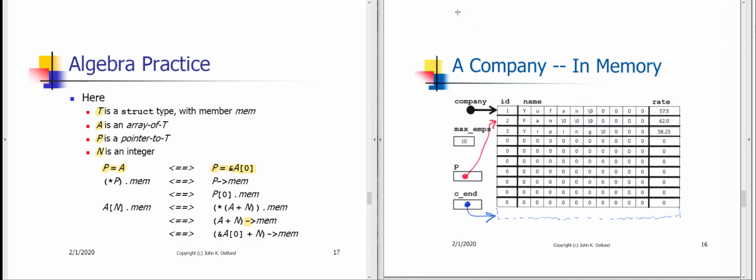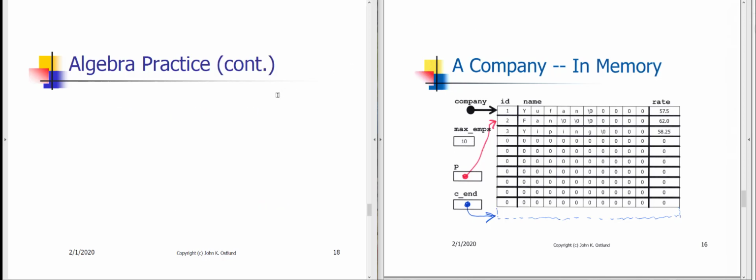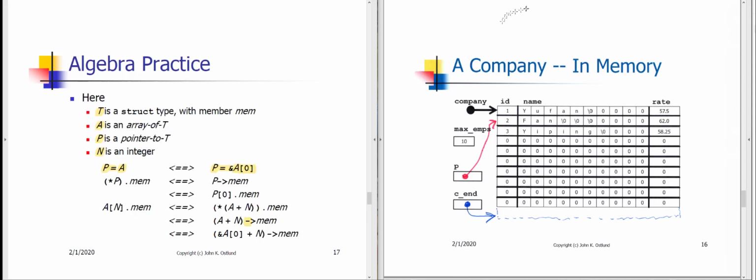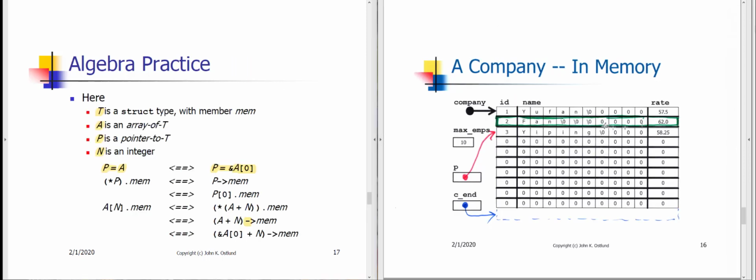Let's try some practice with this. You'll notice that there are some blank slides in your notes for taking notes if you wish. For example, how could we access this employee object within the company array given either company or P or C end as a starting point? Now actually I want to put my diagram over on the left so that I can show you the notation on the right. So I'm going to do that.